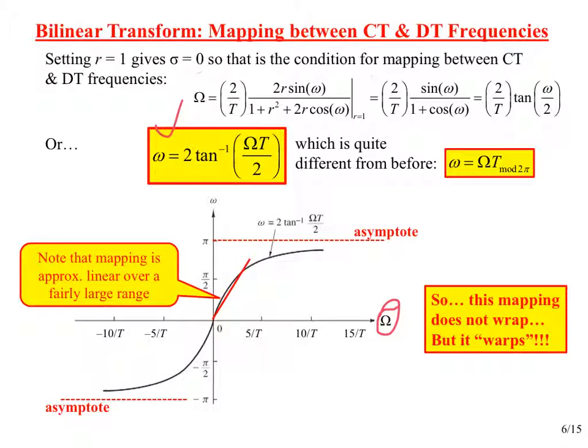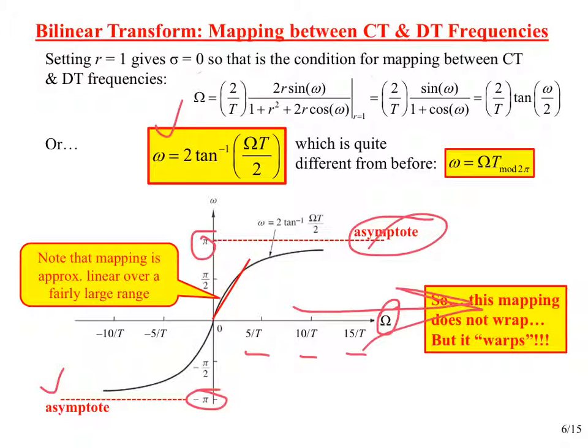The textbook plots capital omega t. I plot omega, and so my values along the way are in terms of t. So if I plot this, I'll see this inverse tangent curve, which approaches a positive asymptote and a negative asymptote of pi and negative pi. So what we see here is that no matter how far out the analog or continuous time axis I go, the mapping never goes outside minus pi to pi on the discrete time.